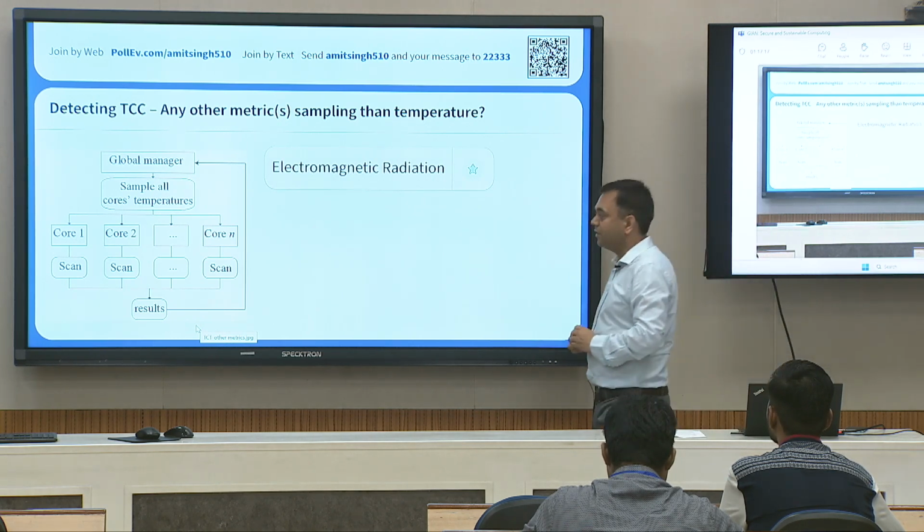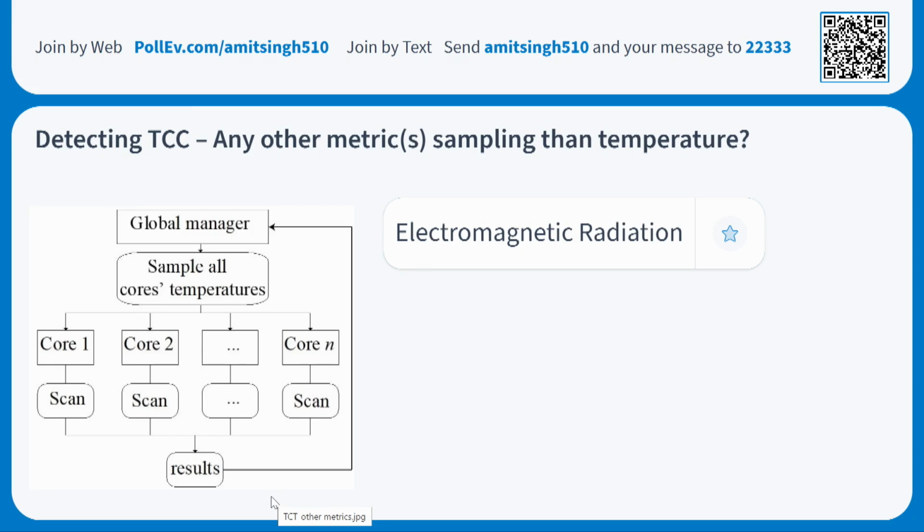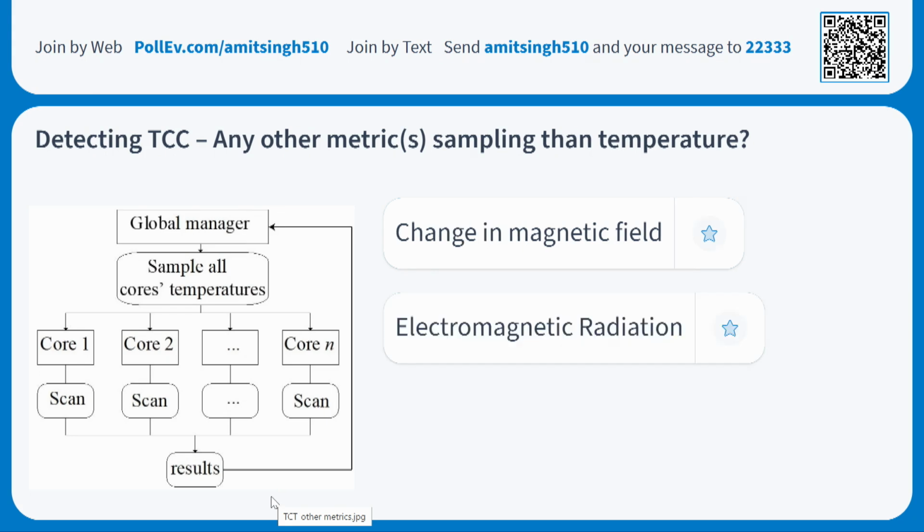Electromagnetic radiation, that's a good one. You can think of getting electromagnetic radiation of each core. It might be difficult to get, because you need some kind of sensor on each core, right? Electromagnetic radiation is easy to get for the whole chip. Again, temperature is also easy to get for the whole chip, but then you need sensors for each of the cores. Change in magnetic field, interesting one. Maybe there is a way, each core has a different level of magnetic field, but I don't know how this one will work.